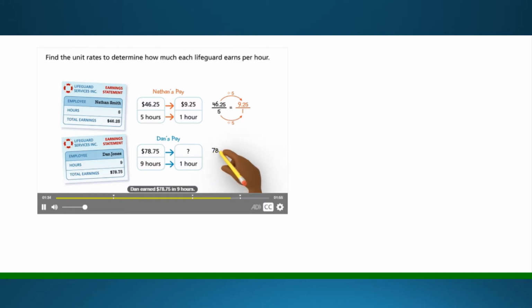Dan earned $78.75 in 9 hours. What is Dan's hourly rate? This time, divide each term of the rate by 9 to find the unit rate. Dan earns $8.75 per hour. So, comparing the two unit rates, Nathan earns more per hour than Dan.